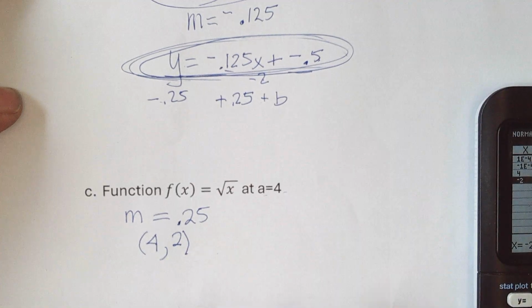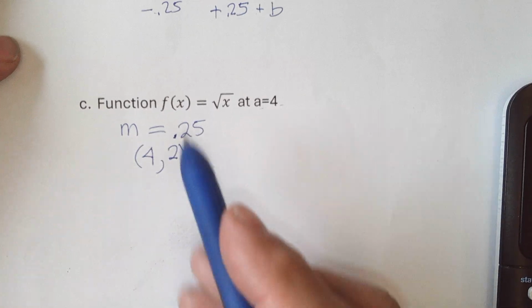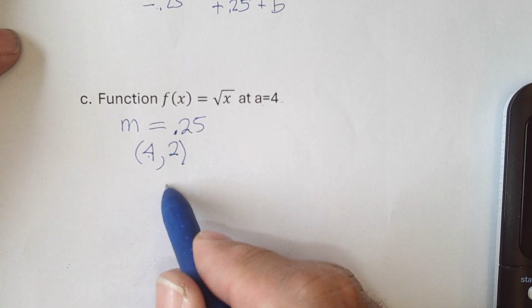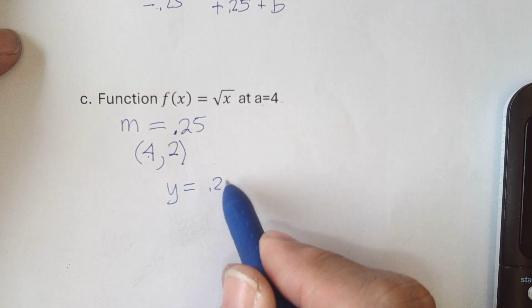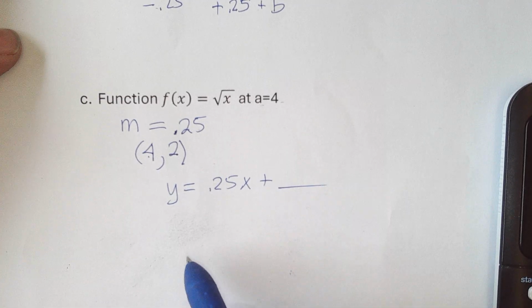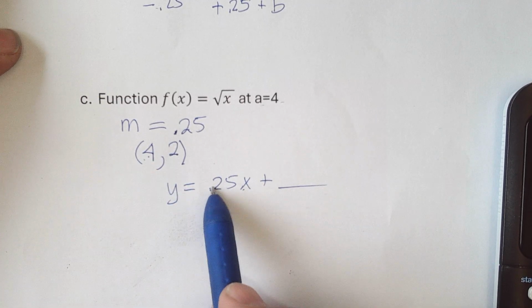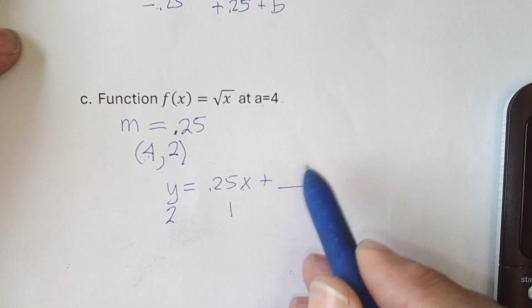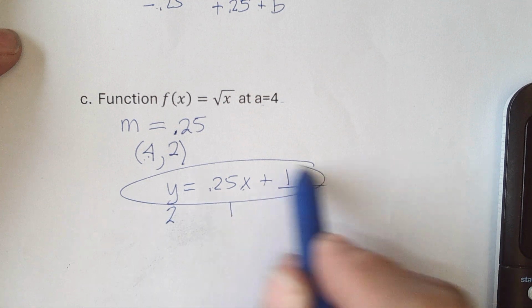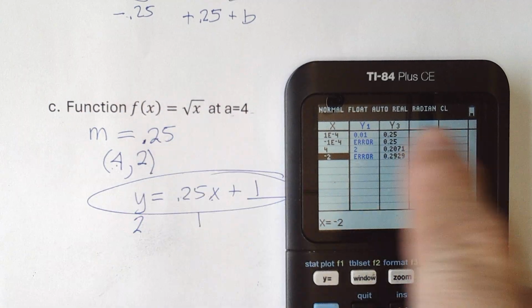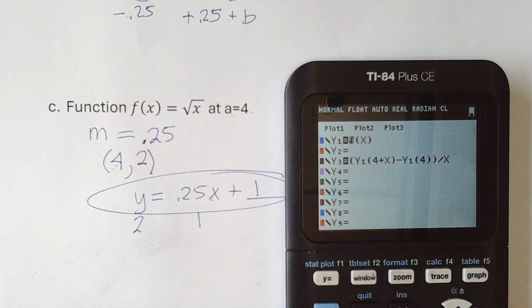And so now I got to write the equation of the line that goes through 4, 2 with a slope of 0.25. So it's y equals 0.25 times x plus something. And if I put 4 in here, a quarter of 4 is 1, and I'm supposed to get 2, so it must be plus 1. Let's just check this one. So I have the square root of x in here.